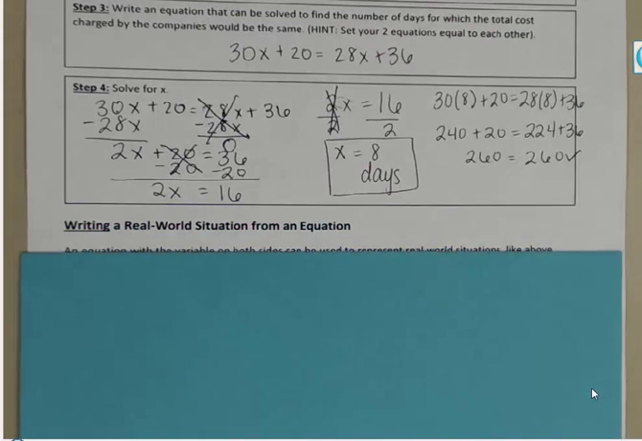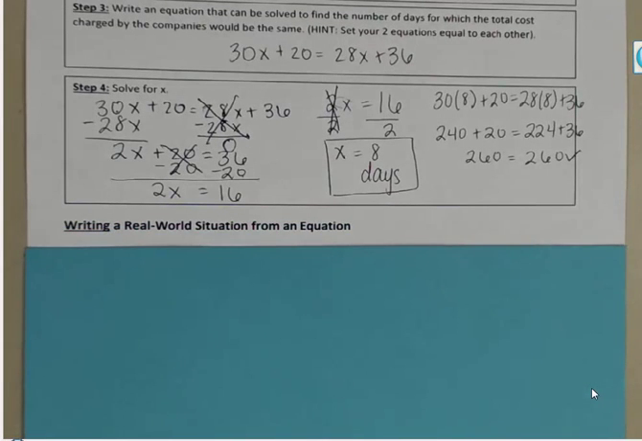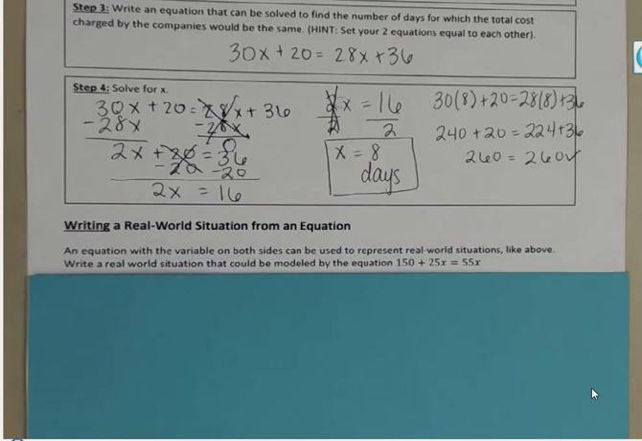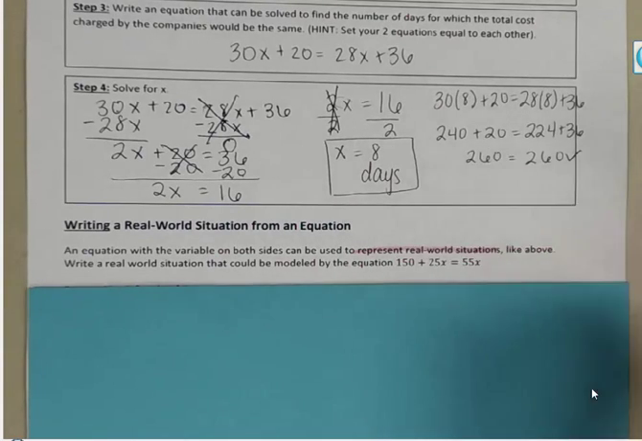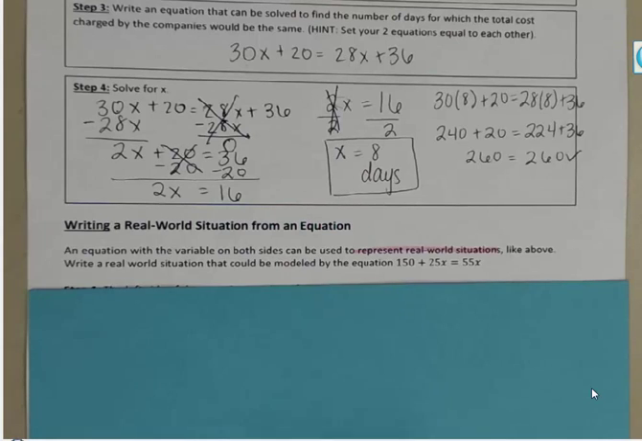The last thing we need to look at is how to write a real world situation from an equation. So kind of going reverse. If you're given an equation, can you make up a real world situation to fit it? So, an equation with a variable on both sides can be used to represent real-world situations. That's what we just talked about. Like above. Write a real-world situation that could be modeled by the equation 150 plus 25x is equal to 55x.